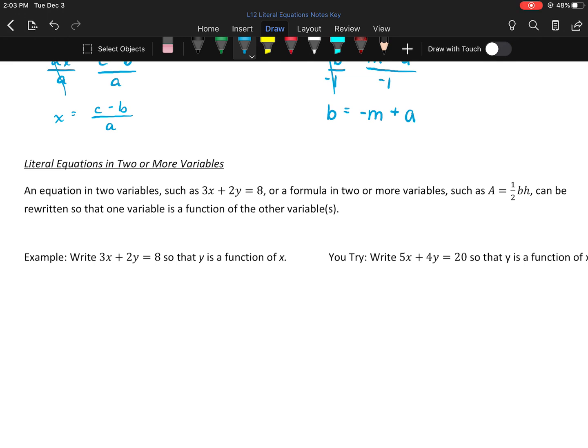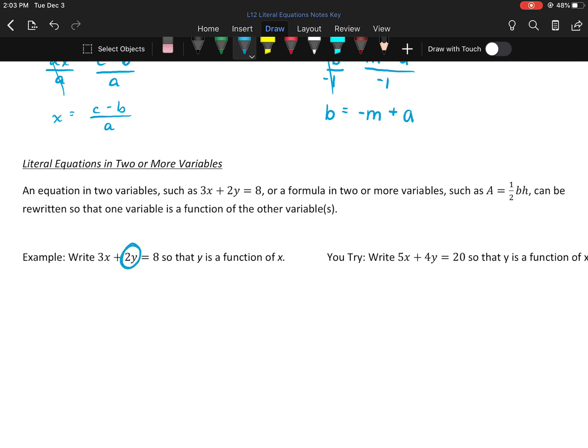It says literal equations in 2 or more variables. So an equation in 2 variables such as 3x plus 2y equals 8, or a formula in 2 variables such as A equals 1/2 bh, which is the area of a triangle formula, can be written so that one variable is a function of the other variable. So for this one, I want to write that y is a function of x, which in other words means I want to get the y by itself here. So what I'm going to do is, if I have 3x plus 2y equals 8, I want to get rid of this 3x first.